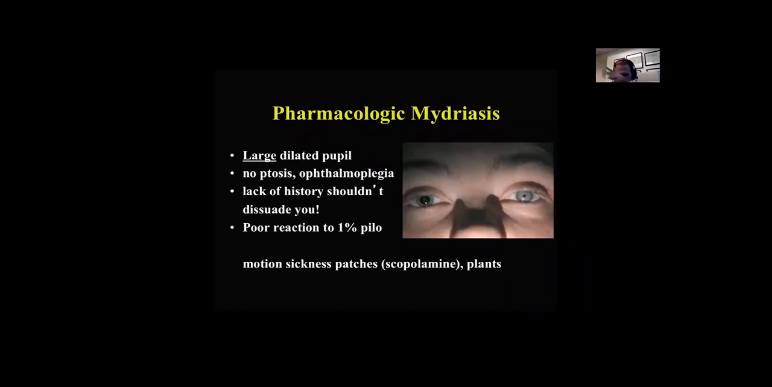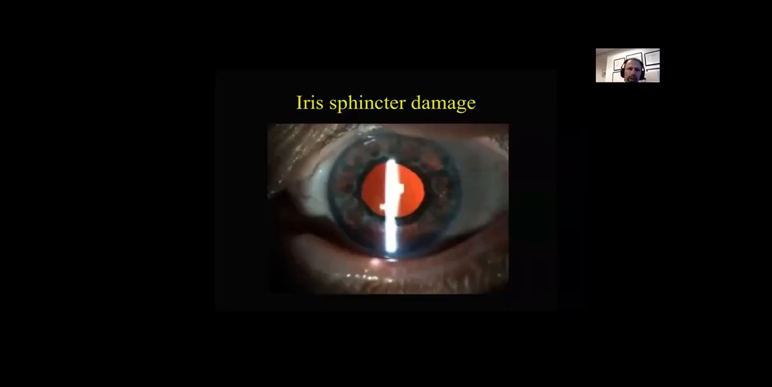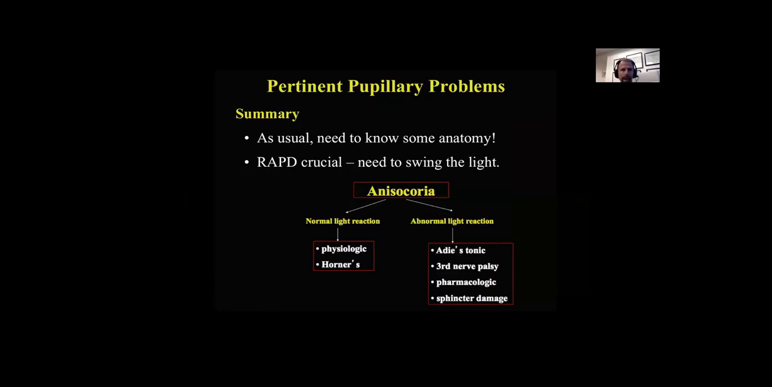One of the more common things I see are the scopolamine patches, the motion sickness patches that go behind the ear. If you put that patch on and then rub your eye, guess what? You'll have a pharmacologically dilated pupil. And then finally, iris sphincter damage. I'm trying to show you here this very diffuse damage to the iris. And this, of course, may render the pupil large and not working. So that would be the end of that differential.